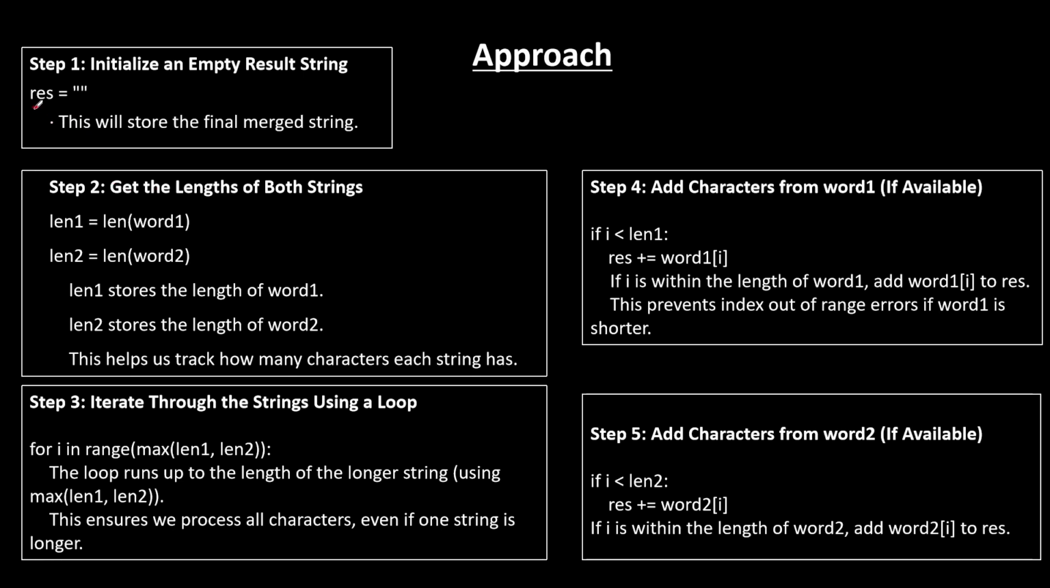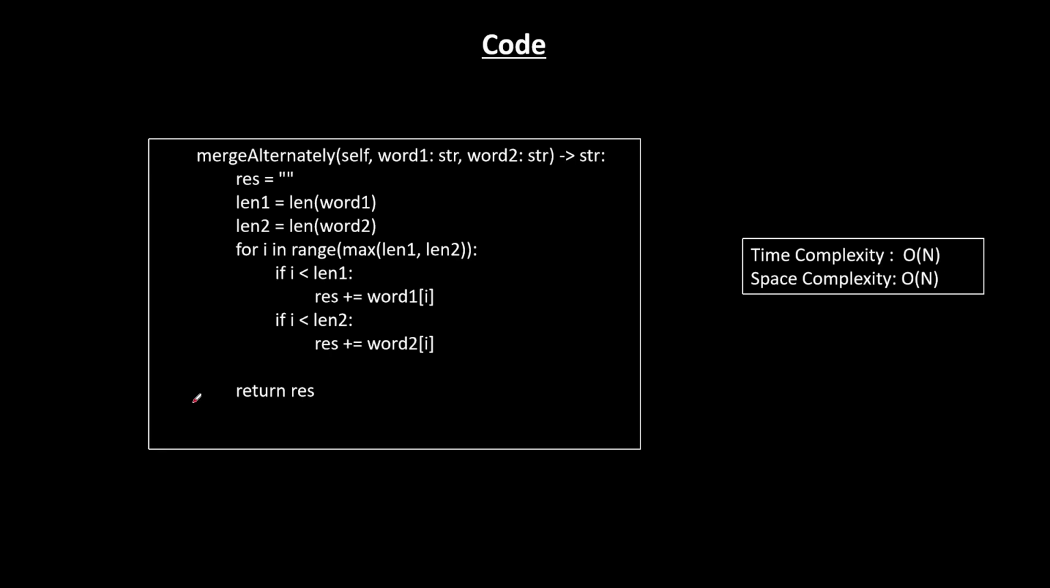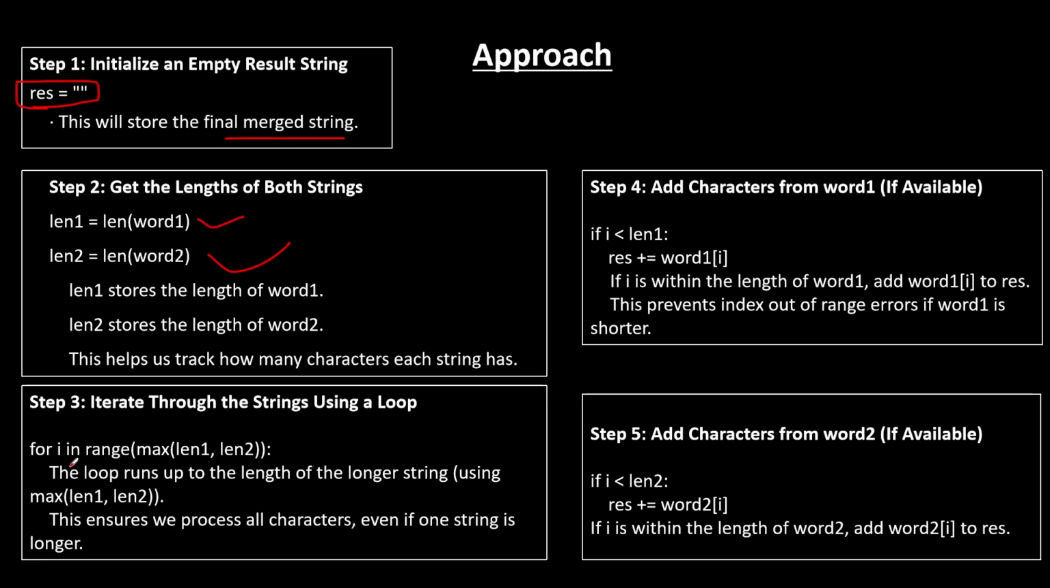First, we will take a result string, an empty string, to store the result of our problem, right? Which is the finally merged string. Then we will take the length of word 1 and word 2. And after that, we will run a loop up to the maximum of length 1 or length 2 of the words, because whichever length is greater, we have to run the loop till that point so that we can cover all the characters of the words.